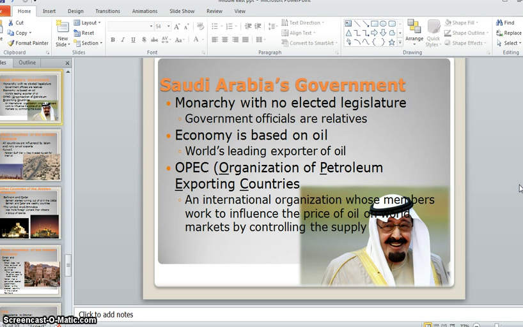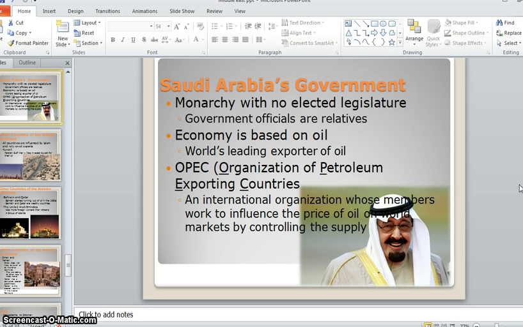The economy, again, is based on oil, world's leading exporter of oil. And all the world's exporters have kind of gotten together to form something called the Organization of Petroleum Exporting Countries, or OPEC for short. And OPEC is an international organization whose members work to influence the price of oil on world markets by controlling the supply. It's that whole supply and demand thing again, where if you can control the supply of oil in the world market, you can control the price.